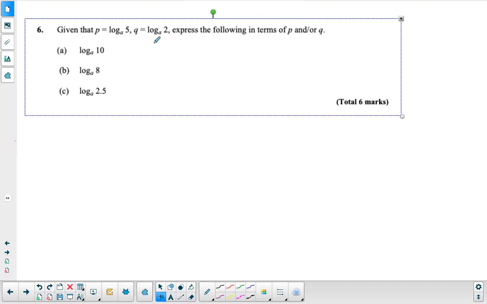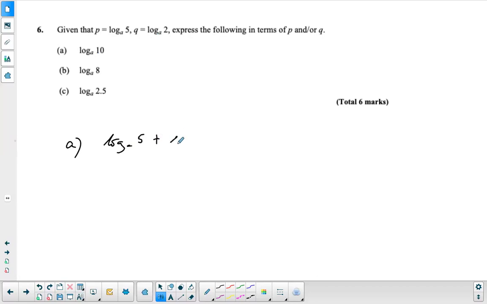Question 6. P is log A of 5, Q is log A of 2. So then we've simply got to write down what log A of 10 is. So that's going to be log A of 5 plus log to base A of 2, which is equal to P plus Q.